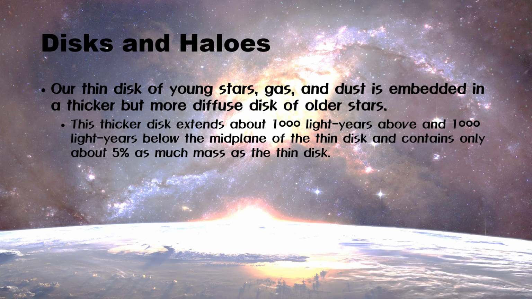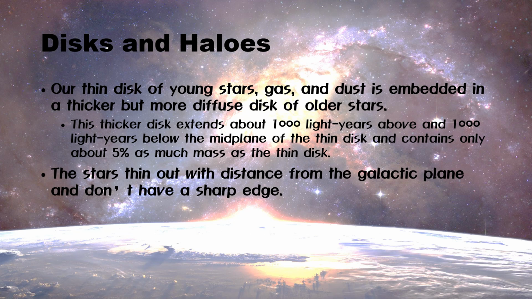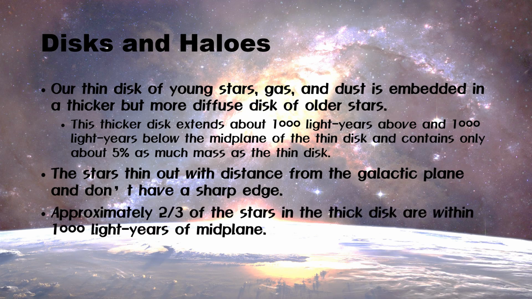Now, our thin disk of young stars, gas, and dust is embedded in a thicker but more diffuse disk of older stars. This thicker disk extends about 1,000 light years above and about 1,000 light years below the midplane of the thin disk and contains only about 5% as much mass as the thin disk. Now, the stars thin out with distance from the galactic plane and don't have a sharp edge. So approximately 2/3 of the stars in the thick disk are within 1,000 light years of that midplane.